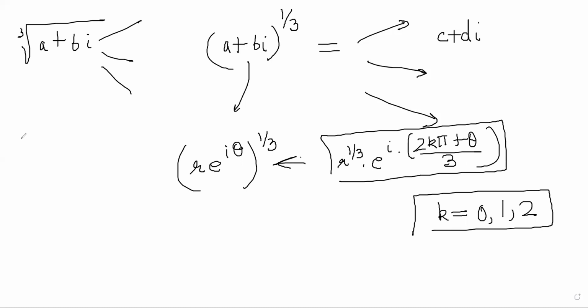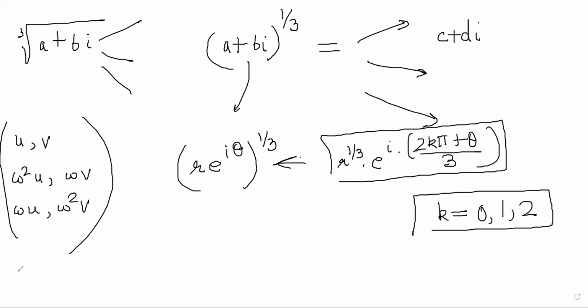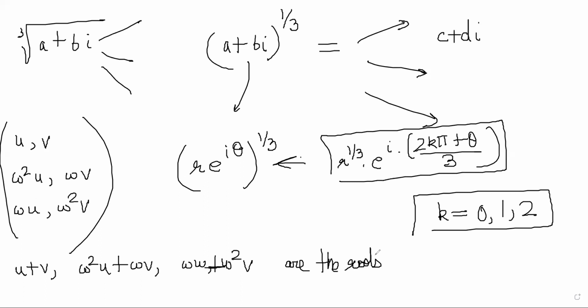So in this particular case, the three roots are u plus v, omega square u plus omega v, and omega u plus omega square v. You have to say that these are the roots of the cubic. Here omega is just a cube root of unity. Basically, it is this value.